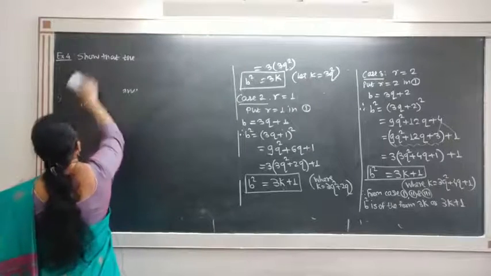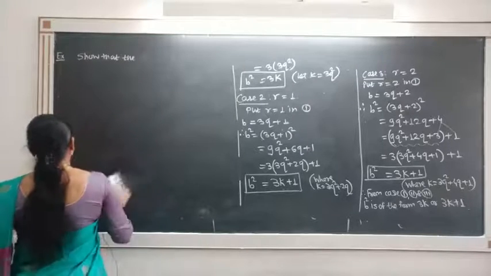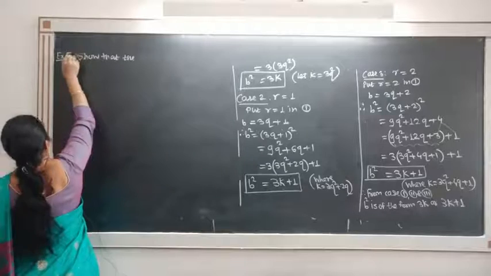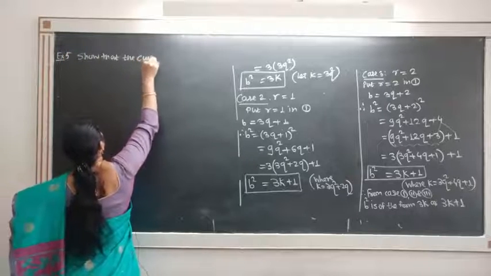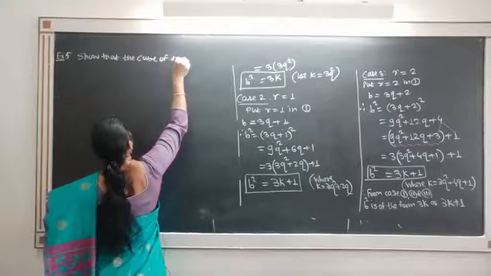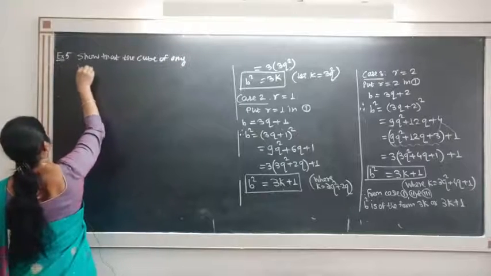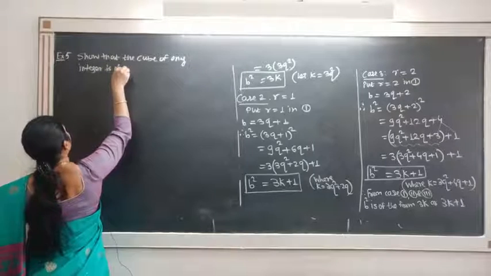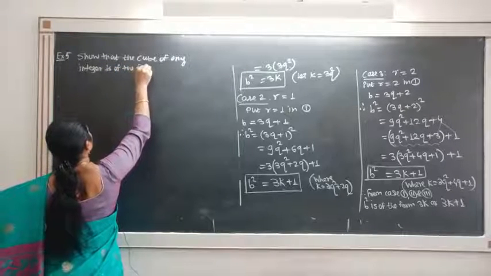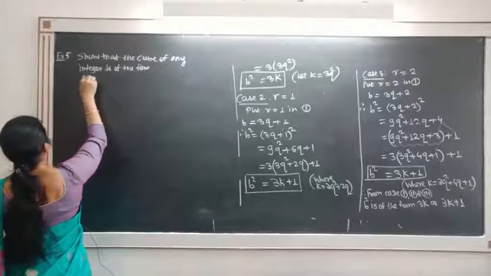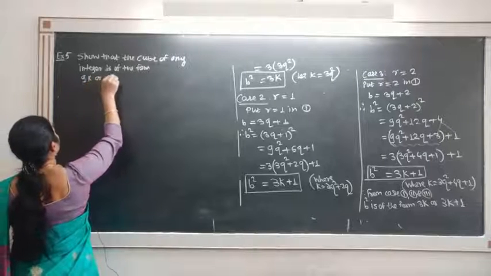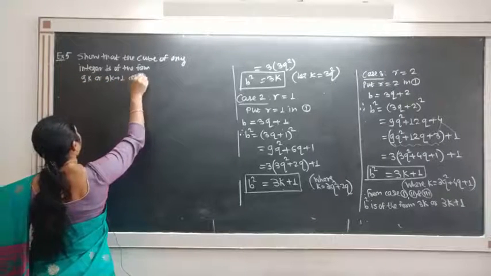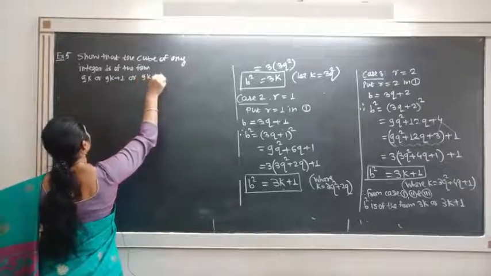Now consider cubes. Show that the cube of any integer is of the form 9k or 9k plus 1 or 9k plus 8.